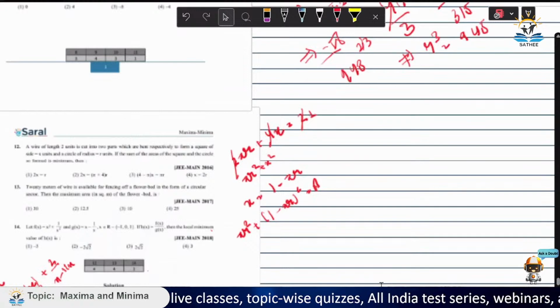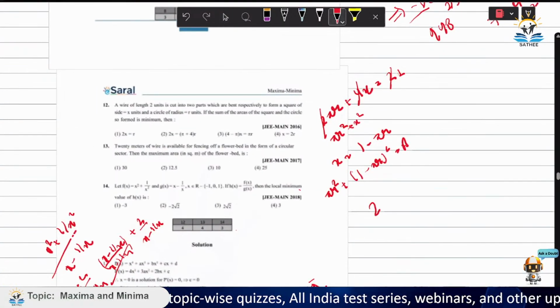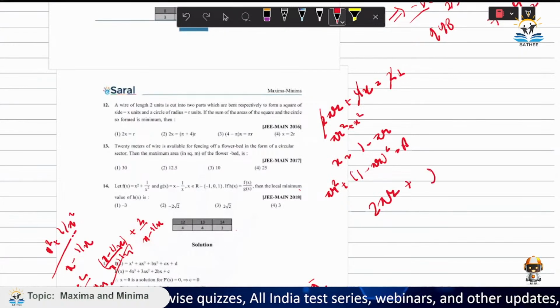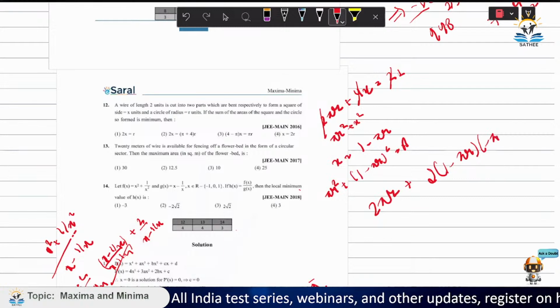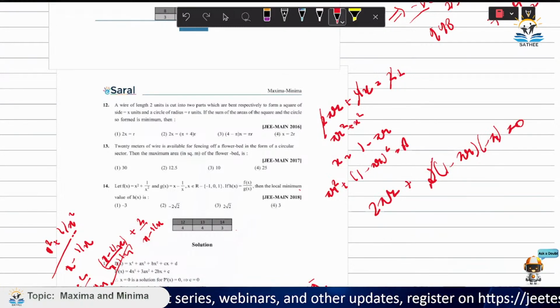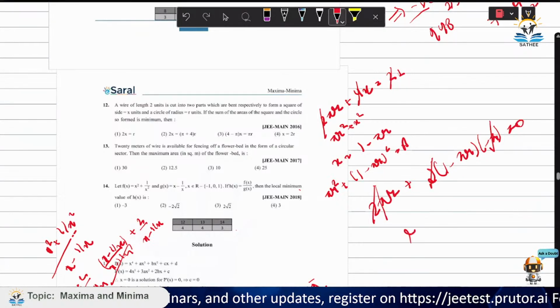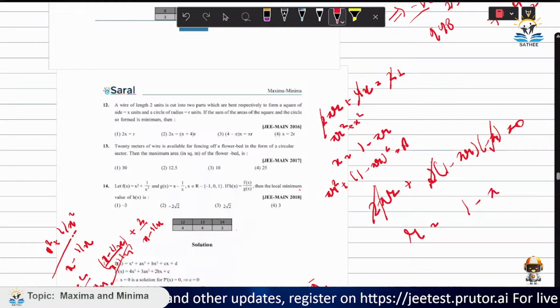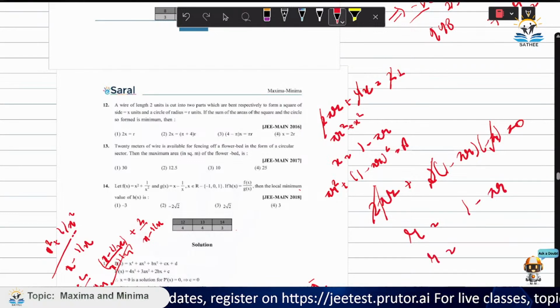Yes. So let's calculate it. So it is 2 pi r plus 2 times (1 minus pi r) times minus pi. This should be equal to 0. So let's cancel out the pi factor and 2 factor. So r becomes 1 minus pi r.